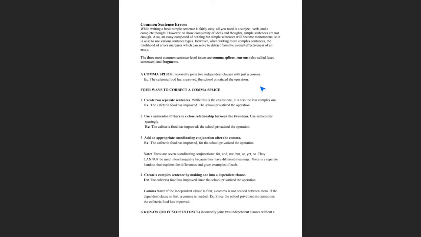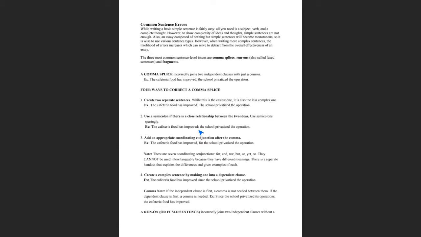There are four ways to correct the comma splice. The easiest thing to do is just to make them two separate sentences. So we notice here I put a period after improved and then capitalize the. But this is that issue that if you end up with a lot of short sentences like this, it becomes monotonous. Another thing that you can do is use a semicolon between the two. So you see here with the semicolon, that is also correct.